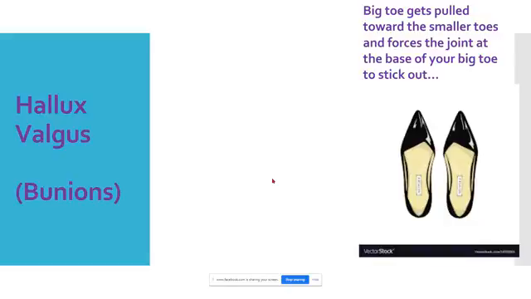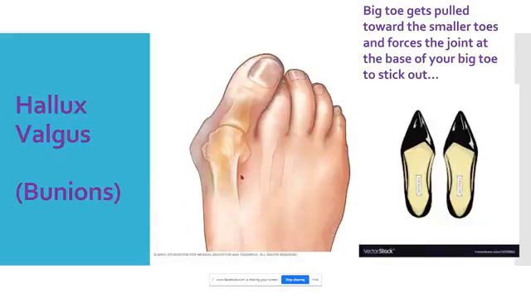Okay, next up, we've got bunions. The medical term for bunions is hallux valgus. Your hallux, that's your big toe, and valgus just describes how it angles in. So a bunion is when the big toe gets pulled in toward the smaller toes and forces the joint at the base of your big toe to stick out like this. Over time, you get a lot of rubbing and a lot of irritation of that joint. You can get calcification and bone spurs, osteoarthritis here because of this. And that is what a bunion looks like.